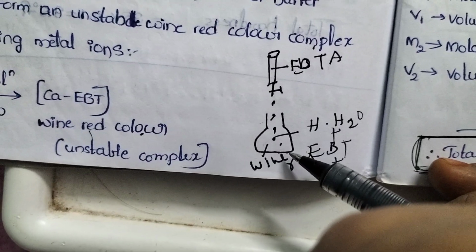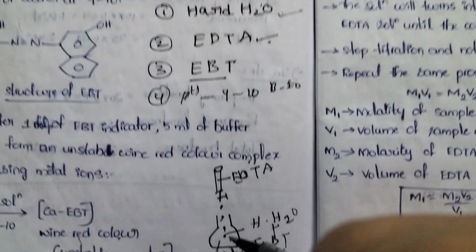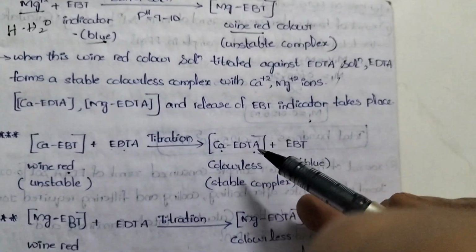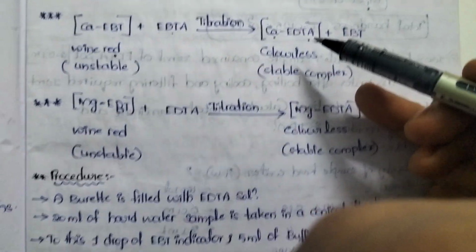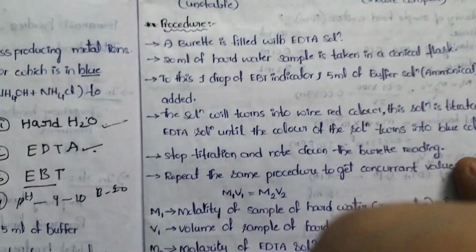Formation of this wine red color is explained by the first reaction and second reaction. To this wine red color, we are adding EDTA. What is actually happening whenever we add EDTA is explained by the third reaction and fourth reaction. So overall, this is the principle. Now look into the procedure.